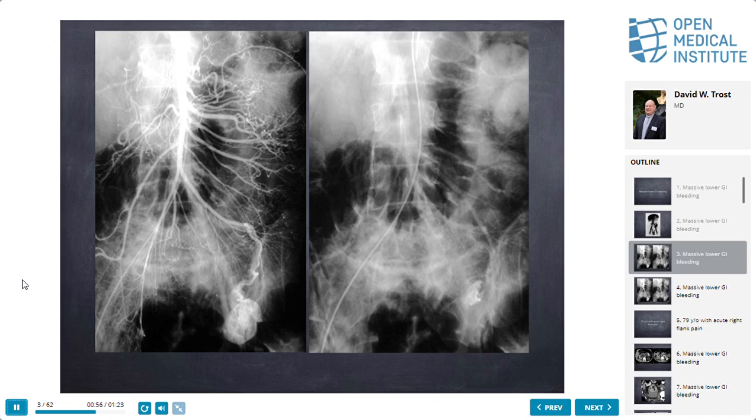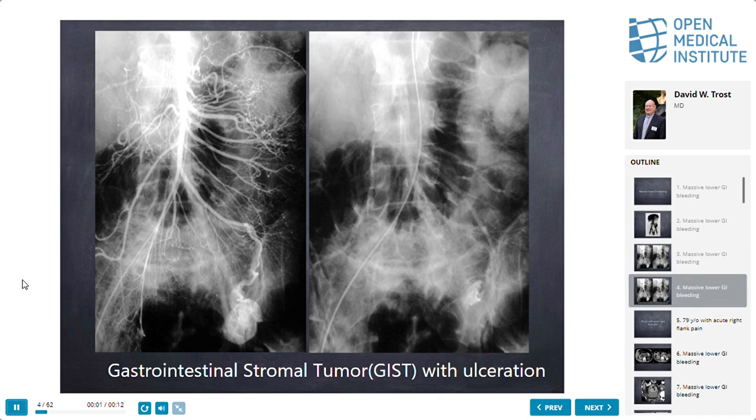But this is small bowel with a big blood vessel going down, and yes, an early draining vein. And on the late image, there's the bleeding. So this really looks more like a tumor. If this was the liver, it would look more like a tumor. And that's exactly what this is. This is a small bowel tumor, a GIST tumor with ulceration and bleeding. So this went to resection.